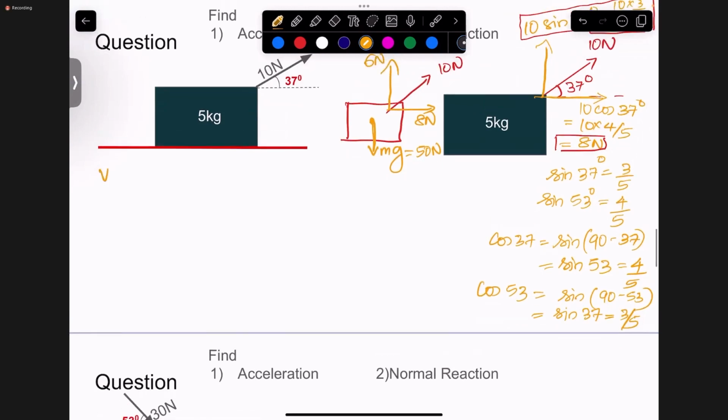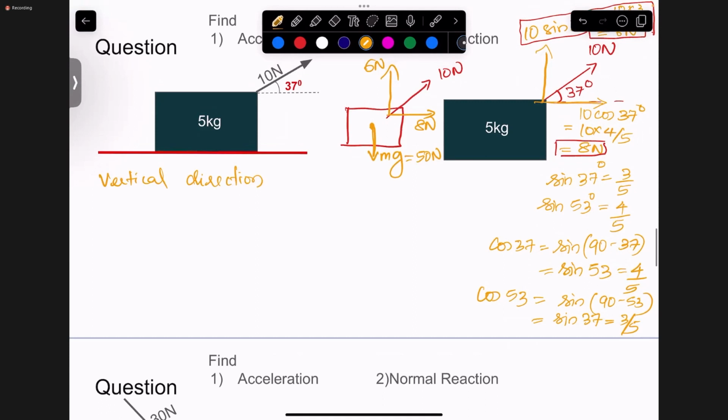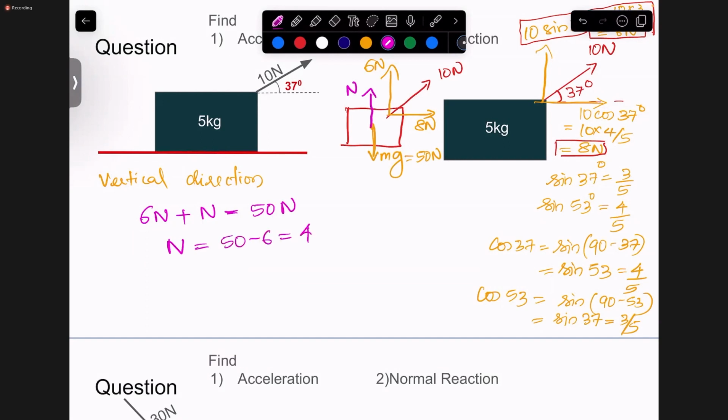So in the vertical direction, what all forces are there? There is also this normal force that we haven't drawn, sorry. So the normal force is also there due to the surface. In the vertical direction, there is this 6 Newton, plus this N, the normal force, is equal to 50 Newton. So you can see that N is equal to 50 minus 6, equal to 44 Newton. Okay, so that is the normal reaction.